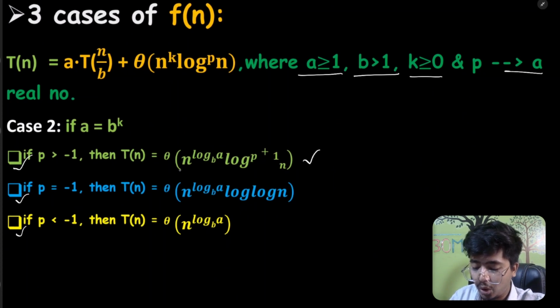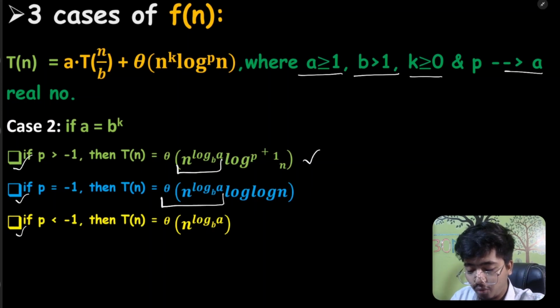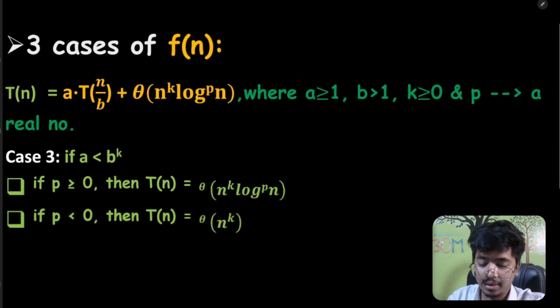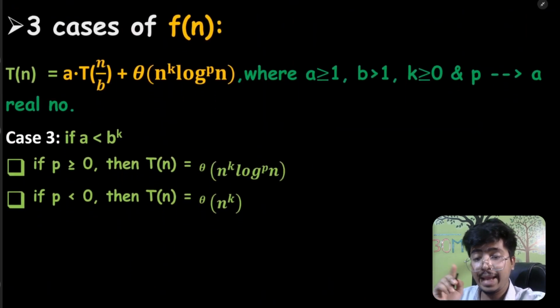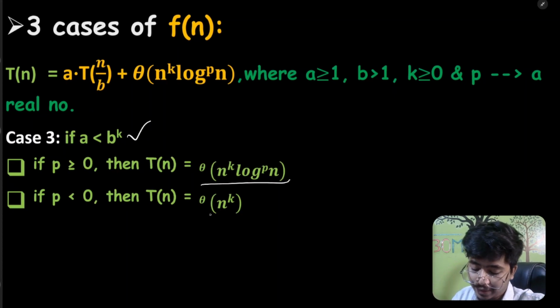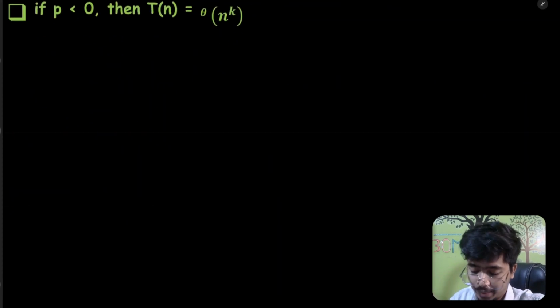The formula written here is n to the power log a base b, the common factor, into log n to the power p plus 1. If p equals -1, then T(n) equals theta of n to the power log a base b, the common portion, into log of log n. If p is less than -1, then also T(n) equals theta of n to the power log a base b. So this is the second condition, and now we will be discussing the third condition, when a is less than b to the power k. Then we check with respect to the value of p. If p is greater than or equal to 0, then T(n) equals theta of n to the power k into log n to the power p, and if p is less than 0, then T(n) equals theta of n to the power k.